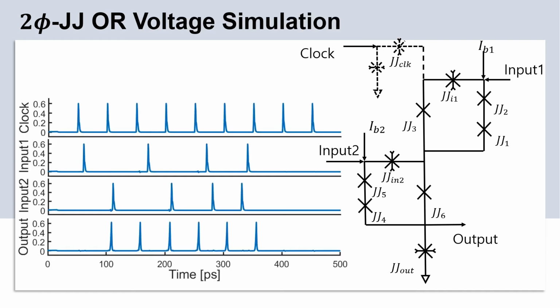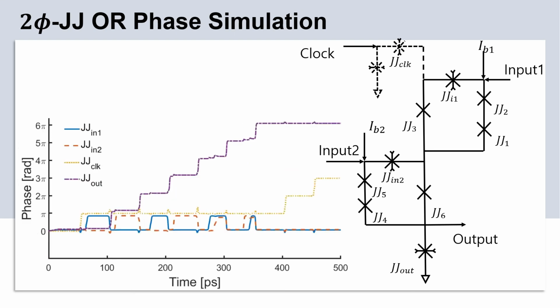As expected from an OR gate, we can see from the voltage simulation that each time we don't have any HFQ pulse at input 1 and input 2, we don't have any HFQ pulses at the output, and each time we have pulses at input 1 or input 2, when we receive a clock input, we do have an HFQ pulse at the output. And from the phase simulation, we can see that all the 2-phi JJs switch by pi.